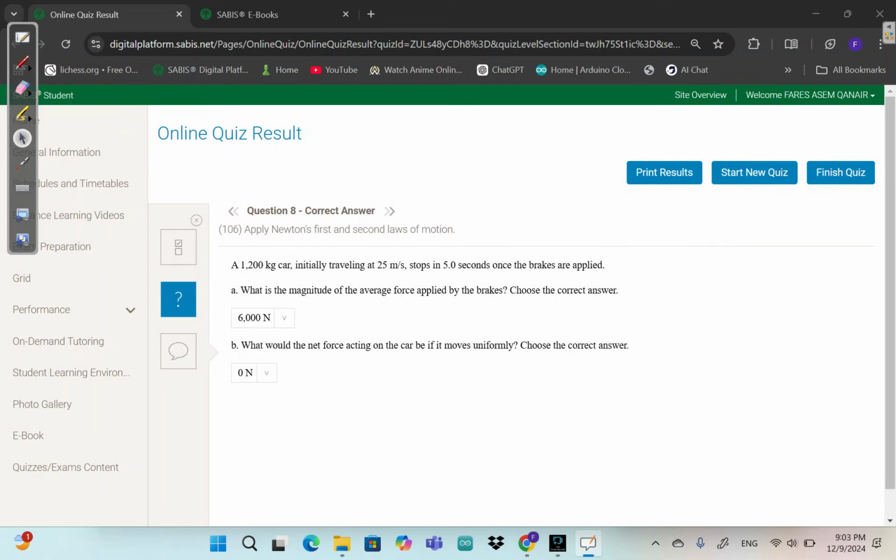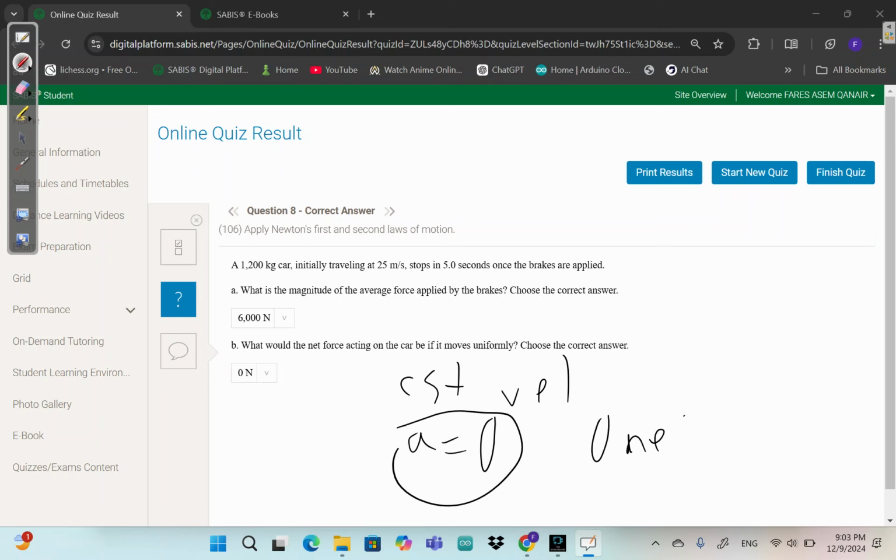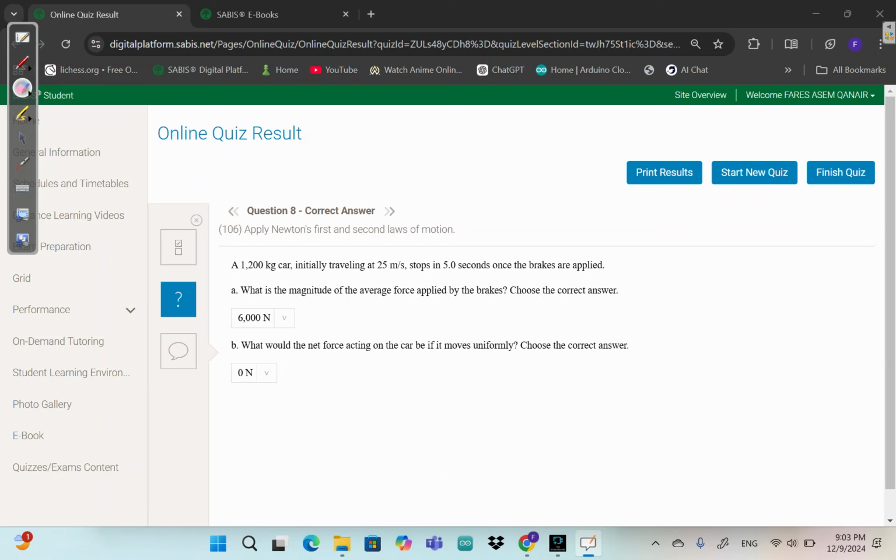Now for part B, what is the net force acting on the car if it moves uniformly? Moving uniformly means that it has constant velocity. If it has constant velocity, it means that acceleration is equal to 0. For acceleration to be 0, we need to have 0 net force. And that's our answer for part B. There has to be 0 net force to have 0 acceleration to have a constant movement or uniform movement. So yeah, that's it.